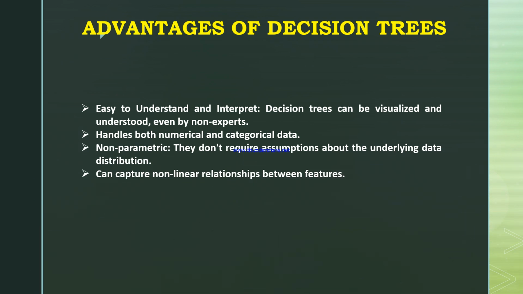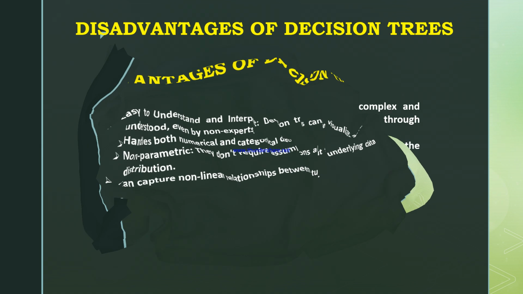Advantages of decision trees. Easy to understand and interpret. Decision trees can be visualized and understood even by non-experts. They handle both numerical and categorical data. Non-parametric: they don't require assumptions about the underlying data distribution. They can capture non-linear relationships between features.